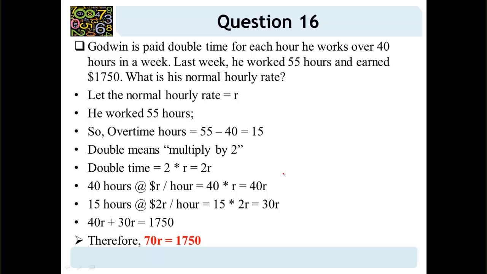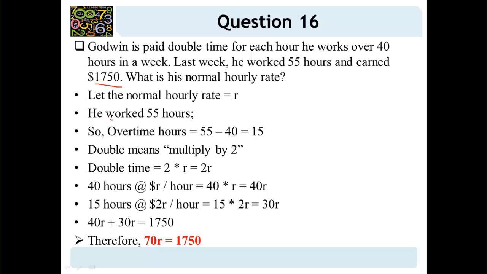Okay. Now, but for the overtime he's paid double. So the double time means 2 times R, which is 2R. So you now do 15 hours at $2 per hour, which will be 15 times 2R. That gives you 30R. So when you add both of these, it will give you how much he earned that week.